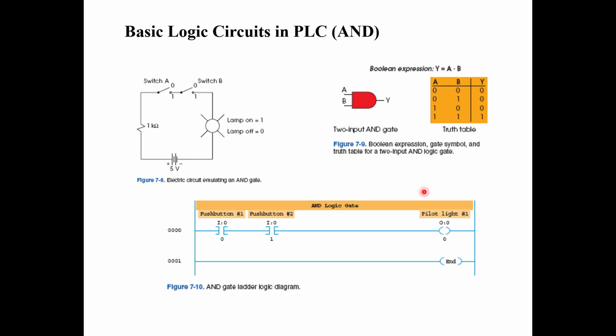Now, let's move on. If you want to use an AND gate, it is basically two contacts in series, and you can operate a light using two switches. Both should be turned on to make the light turn on.